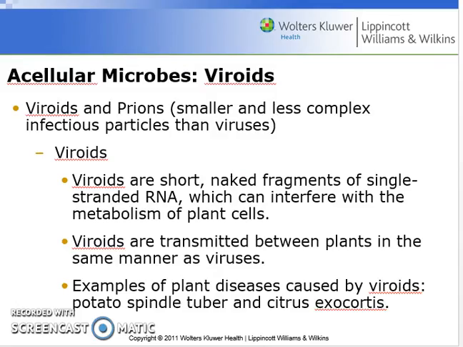Okay, so let's talk a little bit about viroids and prions. These are much simpler infectious particles than the traditional viruses that we've talked about. A viroid is simply a naked fragment of single-stranded RNA. And this single fragment really can start to mess up certain processes inside of a cell. In particular, viroids can impact the metabolism of plant cells.